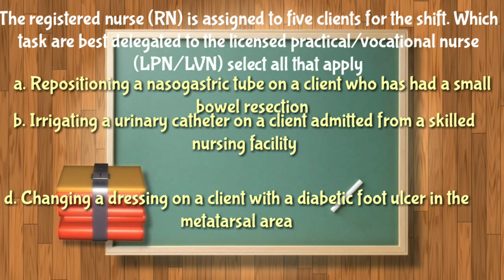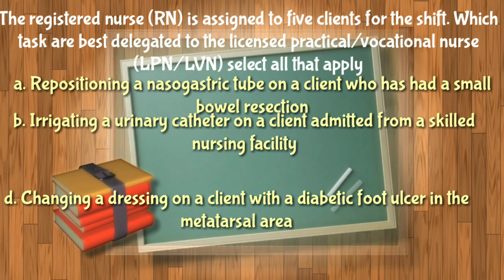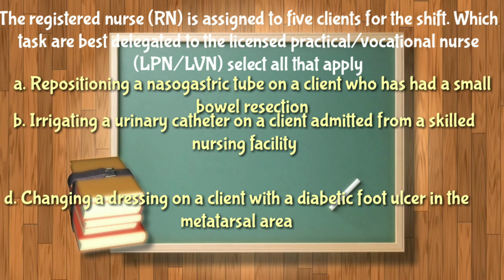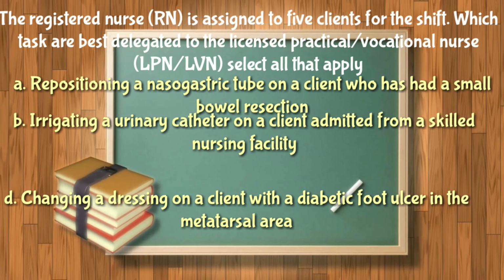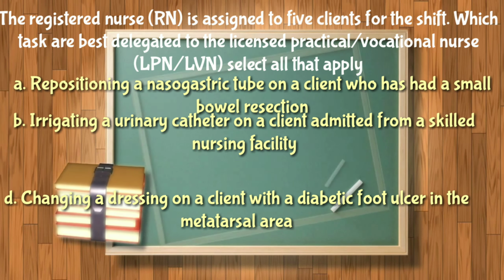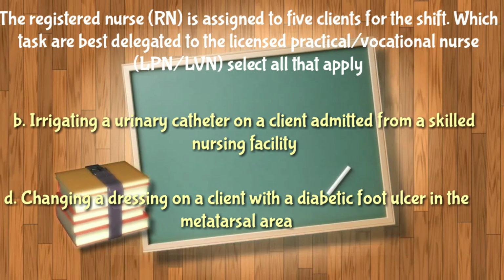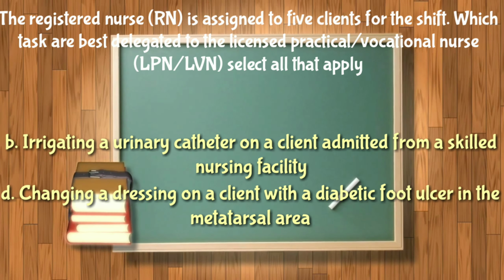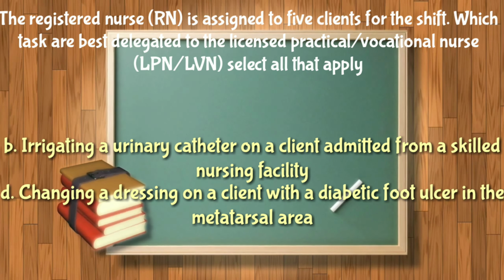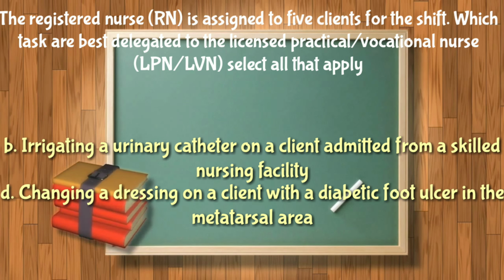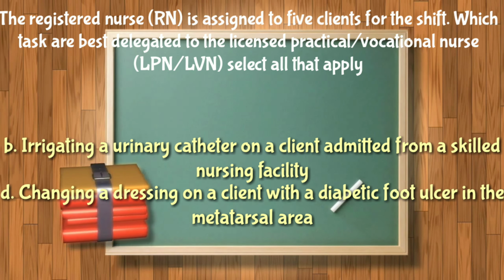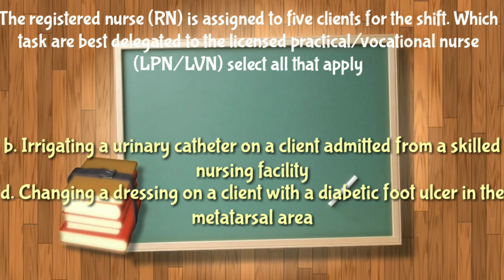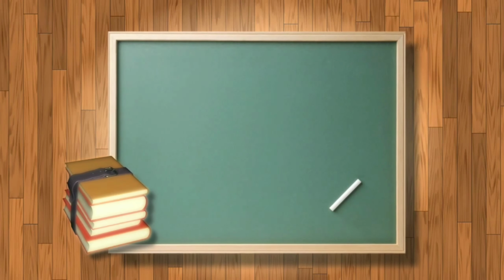While LPNs or LVNs are allowed to irrigate nasogastric tubes, the RN should reposition the tube if it is necessary. So letter A is wrong. So the final answer is letter B and letter D. The scope of practice for LPNs or LVNs allows them to irrigate urinary catheters and change dressings on diabetic ulcers. So those are the two final answers.